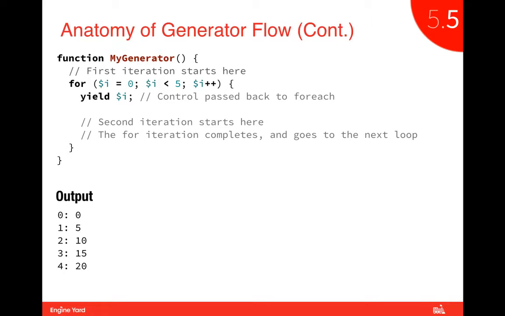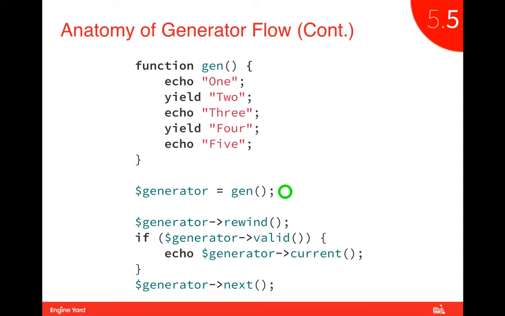And then the generator will continue iterating until one of 3 things happens. A return, which cannot have a value, it just has to be a flat return. No more yields are found. Or an exception is thrown. It's the only way to end the generator.